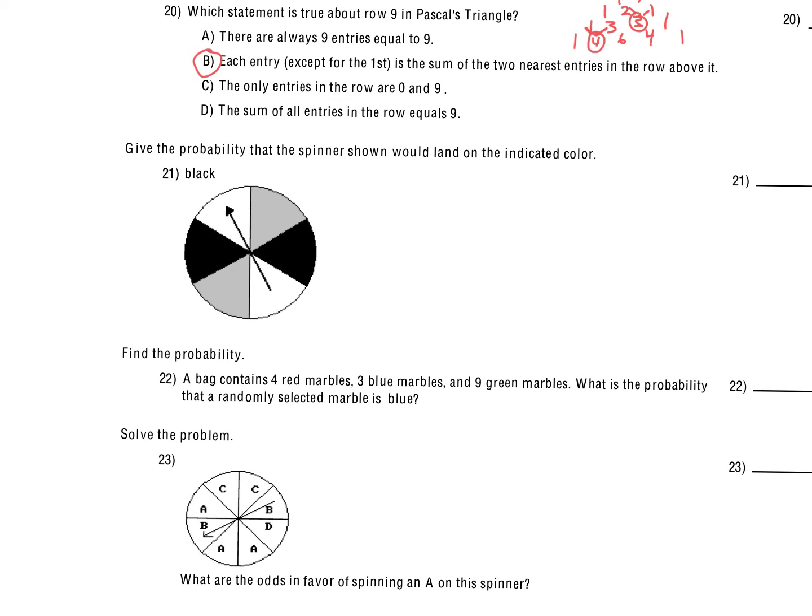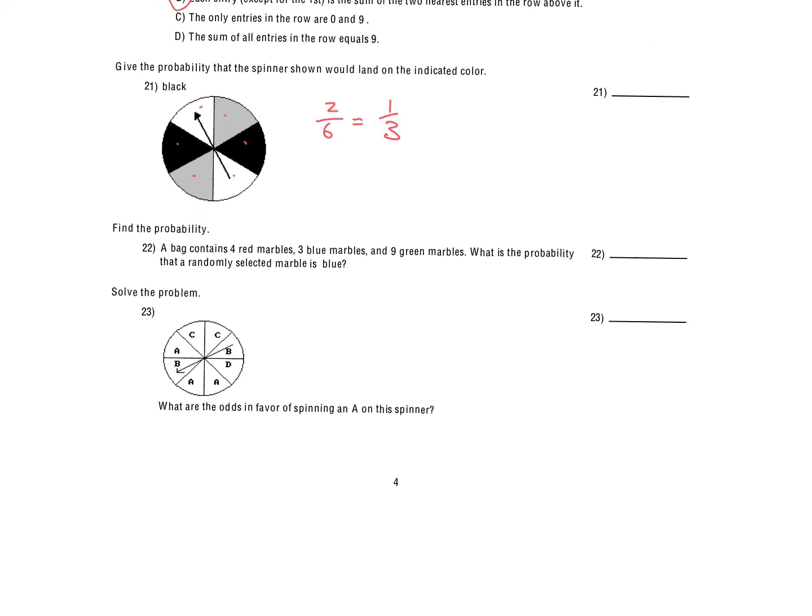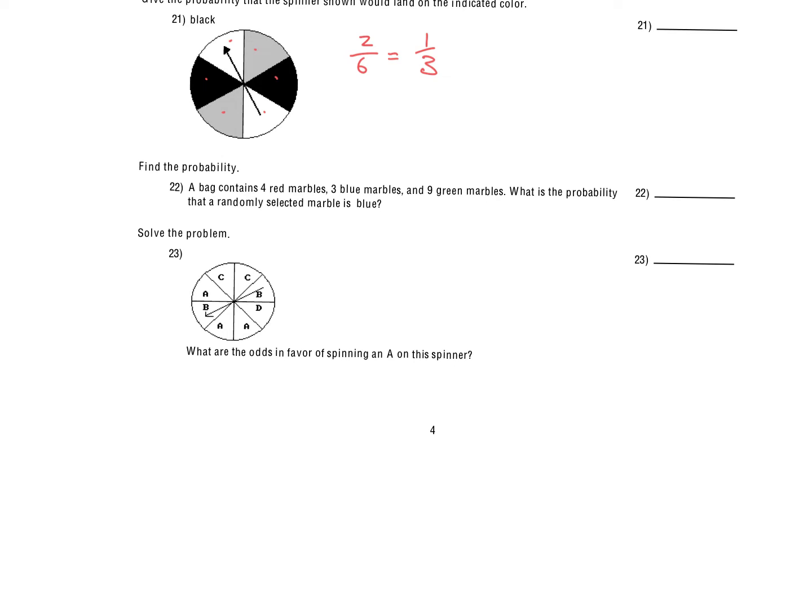Okay, probability. First question, give the probability that a spinner would land on a black. So there are 1, 2, 3, 4, 5, 6 total. And of those 6, 2 are black. So it's a probability of 1/3. Next, a bag contains 4 red marbles, 3 blue marbles, and 9 green marbles. What's the probability that a marble is blue? So it's out of 4, 3, and 9. So that's out of 16 total. And there's 3 blues, so it's 3 out of 16.